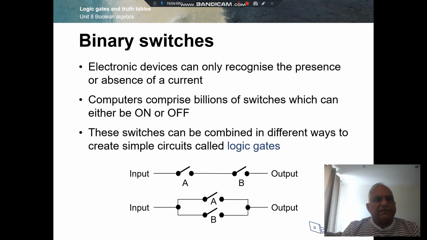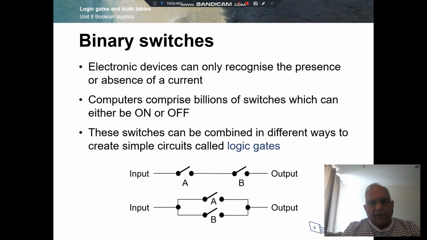So binary switch, what is that? Electronic devices can only recognize the presence of, as I said, one circuit: if off, the light is off, it's 0. If the light is on, it's 1. So here it says input, and the A circuit is basically not closed, the B circuit not closed, and output. The circuit will be like this. Input is coming. If the circuit is not closed, it will not go. So in the above figure, the current is not going after A.